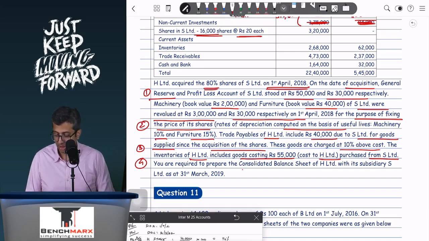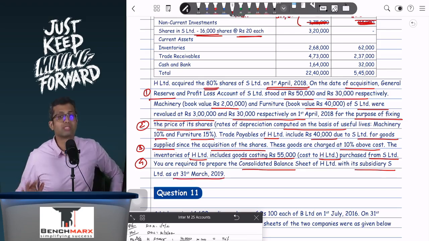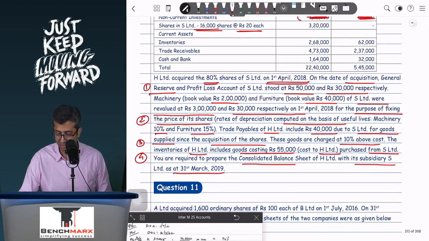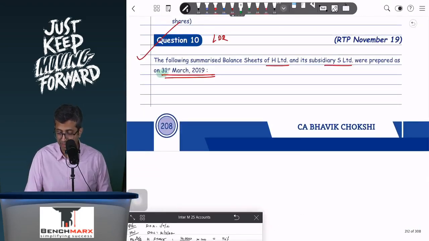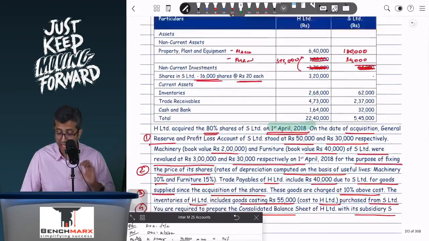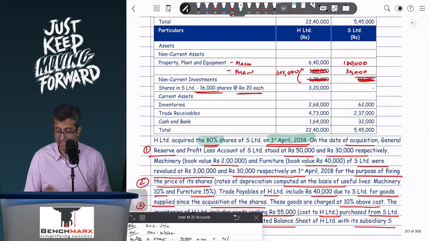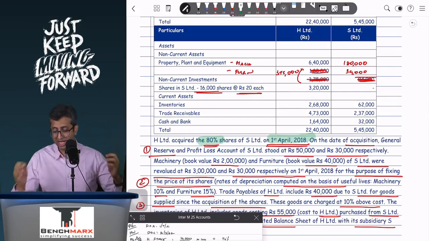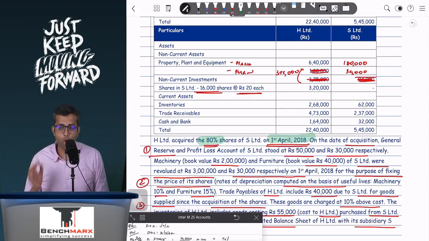You're required to prepare the consolidated balance sheet along with its subsidiary as on 31st March 19. Now, how do I start this question? I will first figure out what my date of acquisition is, which is at the start of the year, 1st April 2018. I'll figure out what my date of consolidation is. That is 31st March 2019. 1 year has gone by. And I'll figure out what my stake is, that is 80%, and minority stake will be 20%. Then I'll prepare the format of the Schedule 3 balance sheet and write down all the assets, all the liabilities.